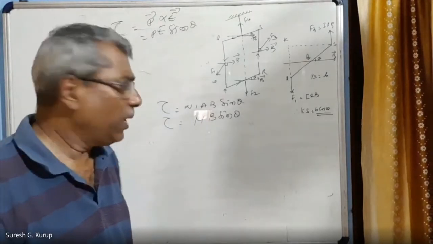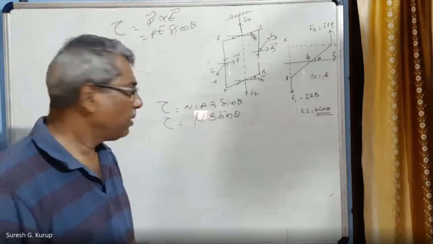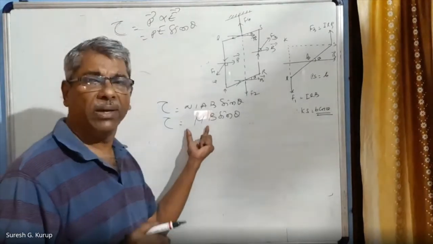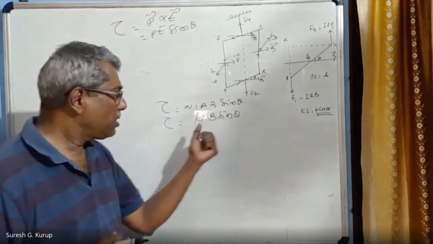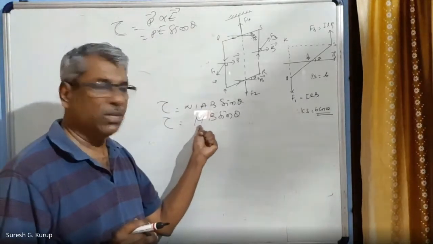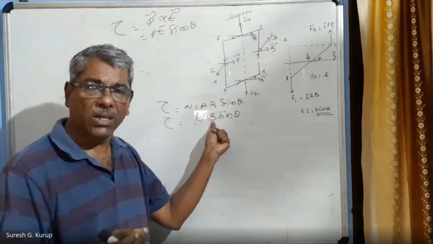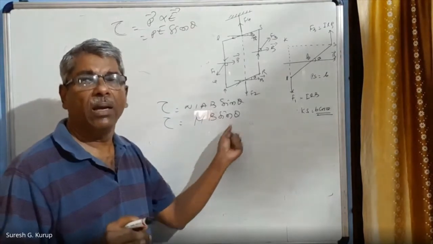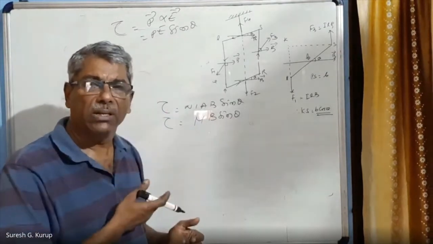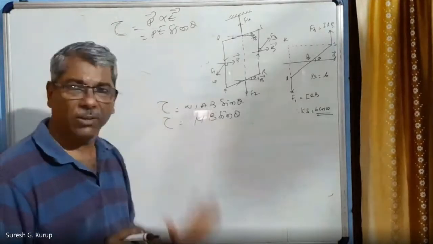But if a magnetic dipole is placed in a magnetic field, the torque acting on that magnetic dipole is equal to MB sin theta. In this expression, M is the magnetic moment and B is the uniform magnetic field intensity in which the magnet is placed, and theta is the angle between the magnetic field intensity and the dipole moment. Right? This is the condition.